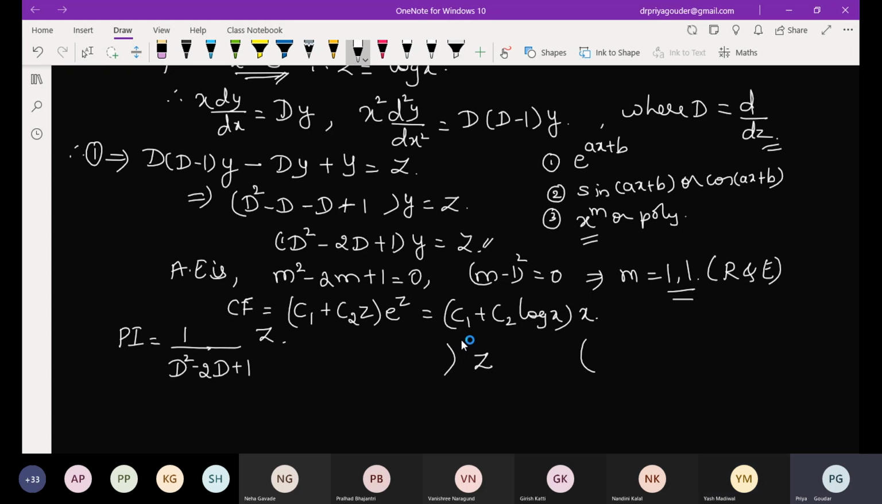So we have to write the numerator as the dividend as it is. Now how should I write the divisor? Start from the constant: 1 minus 2D plus D square. Correct? Now to cancel z, what do I want below z? Obviously z, z only.